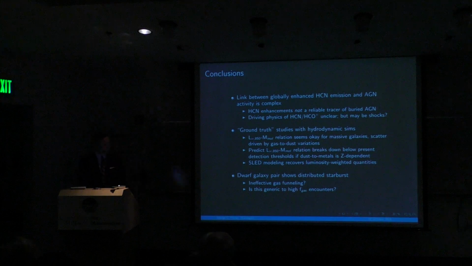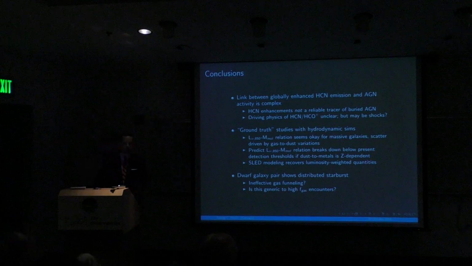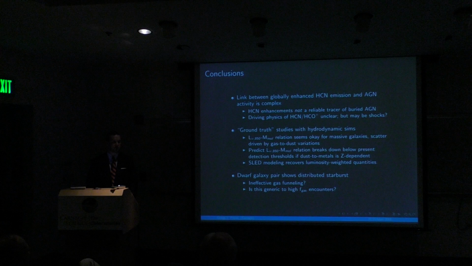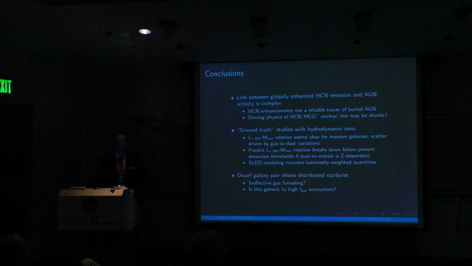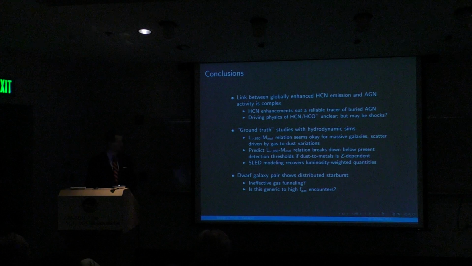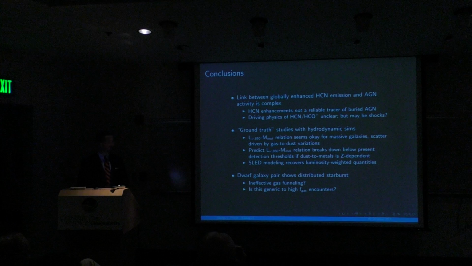Based on this ground truth study with hydrodynamic simulations, the use of the 850 micron luminosity as a molecular gas mass estimator seems essentially secure for the things that we can actually detect. If we start to really go deep or use lensing, then of course that might be a little more hairy. And then lastly, the dwarf galaxy pairs: the first one shows this interesting distributed starburst, and it's not clear if that is a generic feature, but if it is, it might suggest there's ineffective gas funneling and that these mergers affect dwarf galaxies in an important and different way compared to massive galaxies.